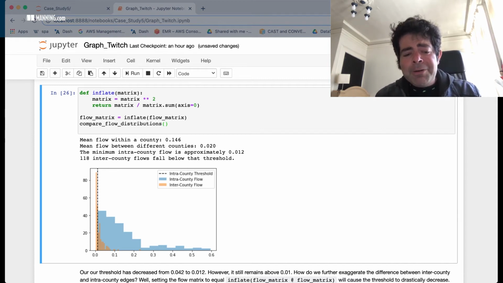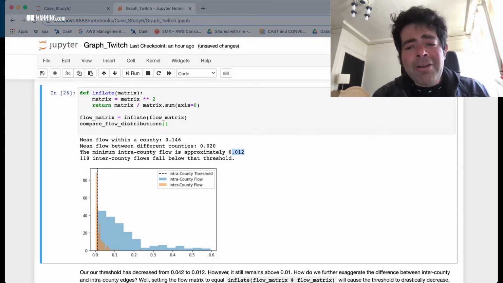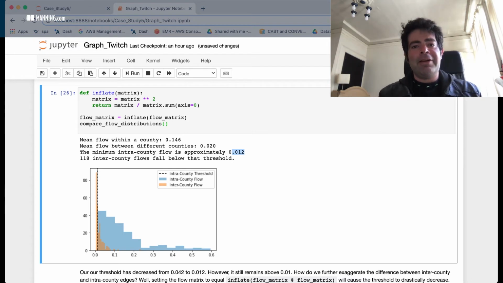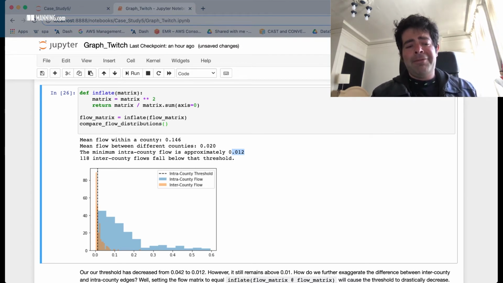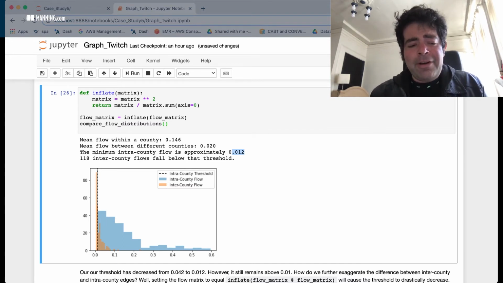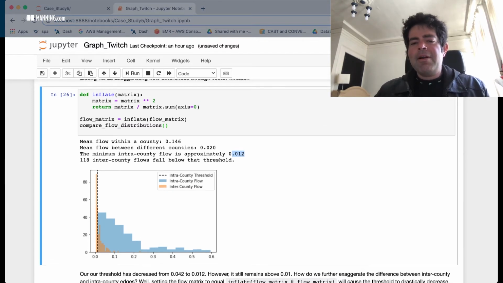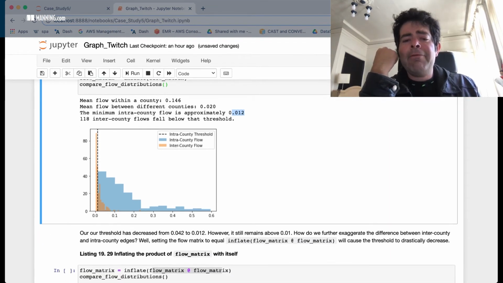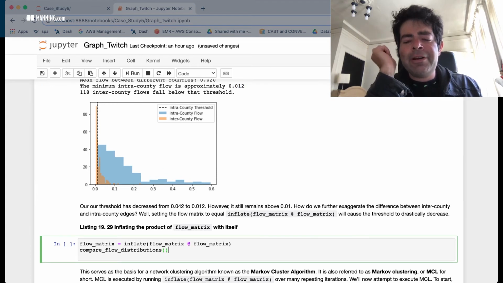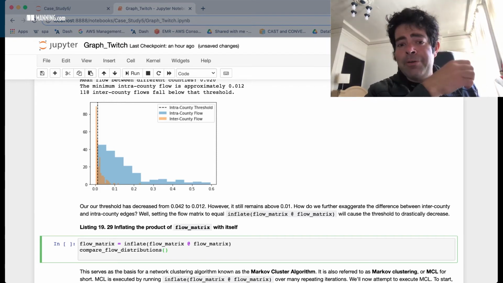So our approach worked. The threshold is smaller, but it's still not at 0.01. It's smaller, but it's still not small enough. If we had randomly guessed a threshold of 0.01, we would still not have obtained any valuable filtration of edges corresponding to towns in different communities. So how do we exaggerate the differences even further? Well, we're going to do that using a very simple operation. I'll explain why this works shortly, but first I'm just going to show you the operation.